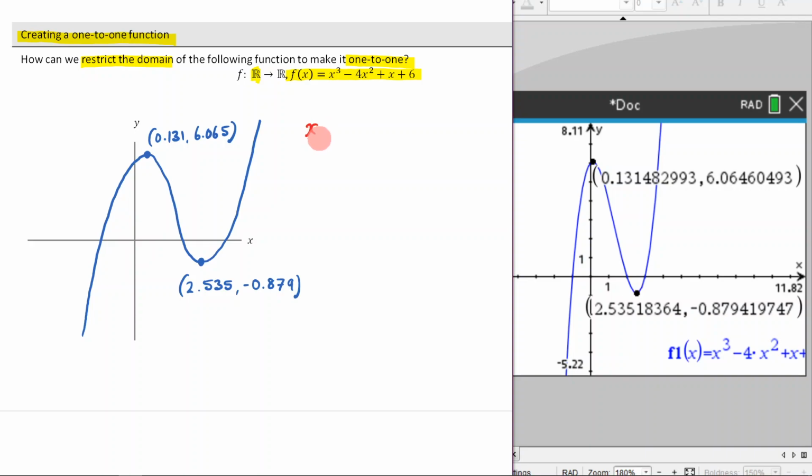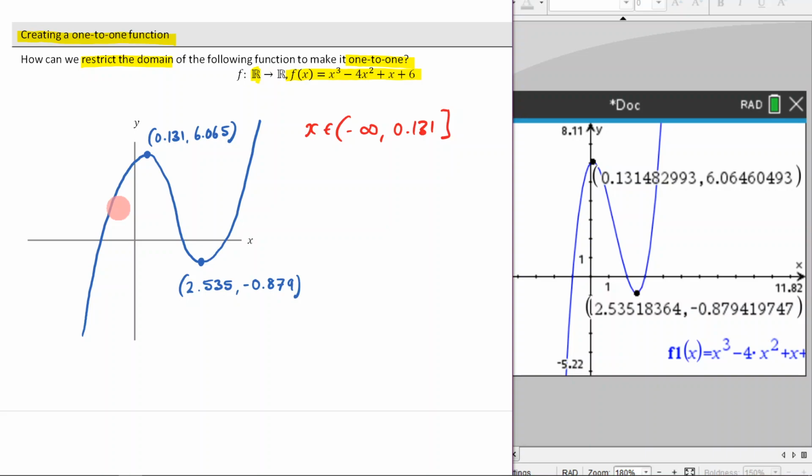So that means when x is an element of negative infinity to 0.131, I will get a one-to-one function. And it doesn't matter if this is a round bracket or a square bracket. But let's just put a square bracket there. Perfect. So as I said, if we get rid of this part right here, and therefore I'm just dealing with this, when I now draw a horizontal line, it only intersects it once. All right, let's bring back our graph.